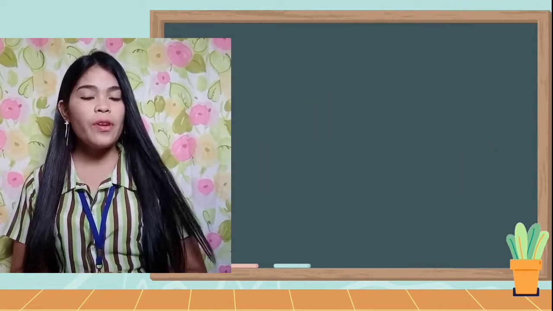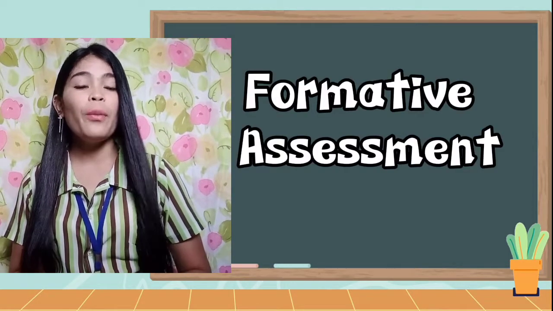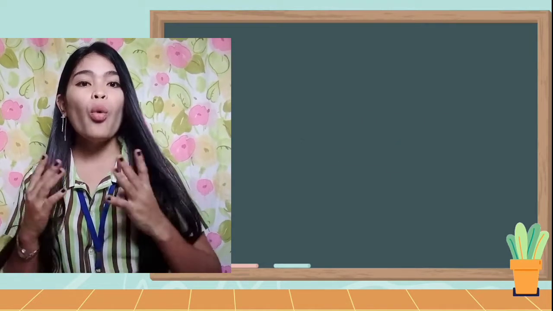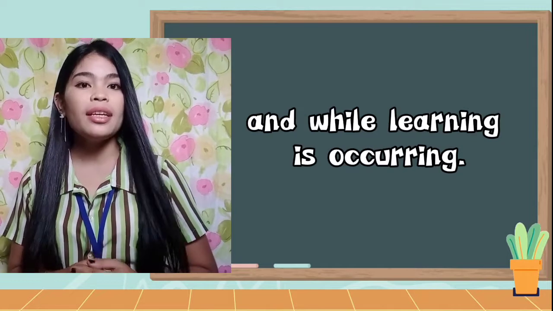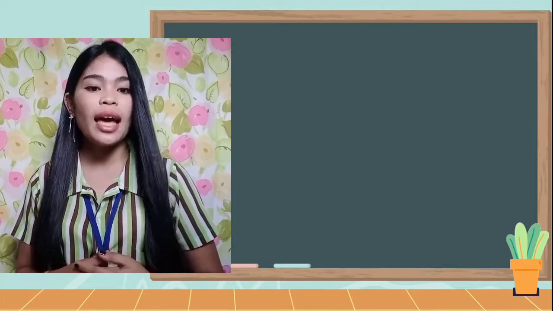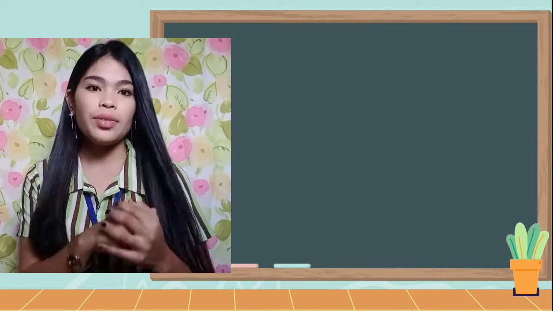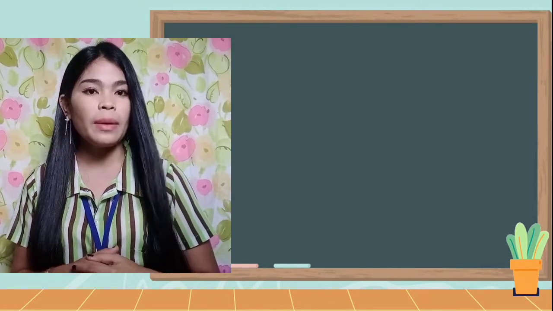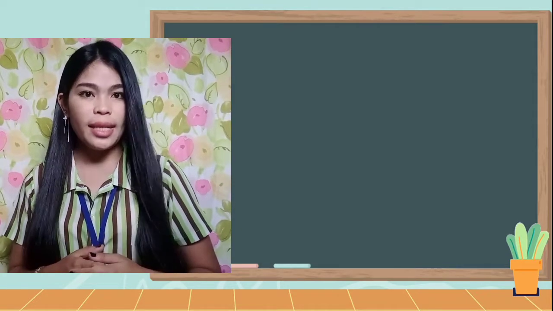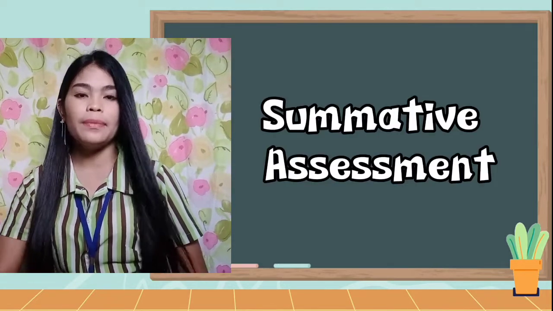So now let's proceed to the first type of assessment, which is formative assessment. Formative assessment provides feedback and information during the instructional process, while learning is taking place. In formative assessment, it can help teachers understand student progress and their level of understanding during a unit of instruction. Some examples of formative assessment are the one-minute essay and the four-corner assessment.